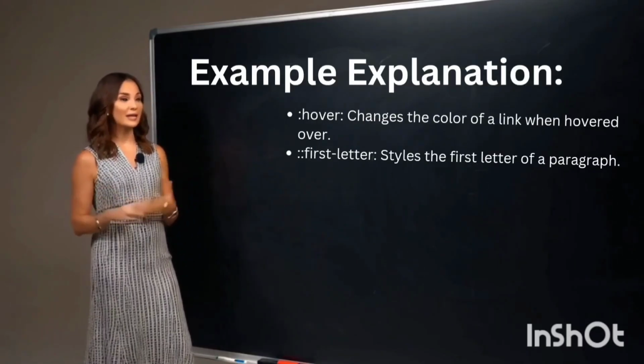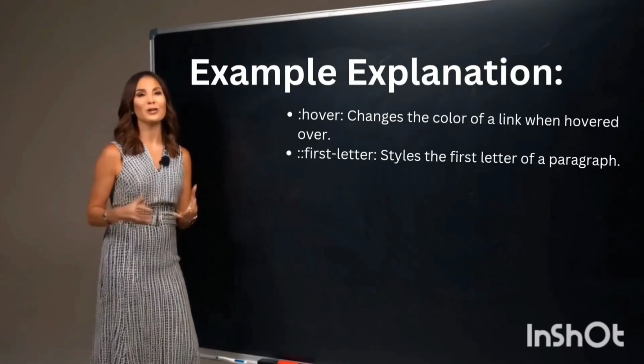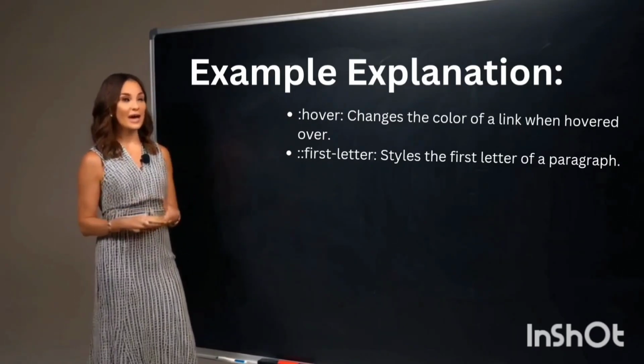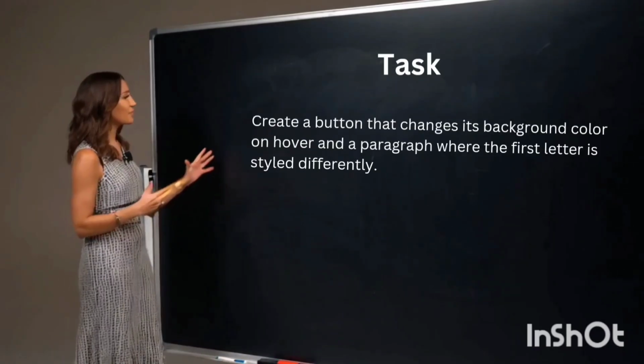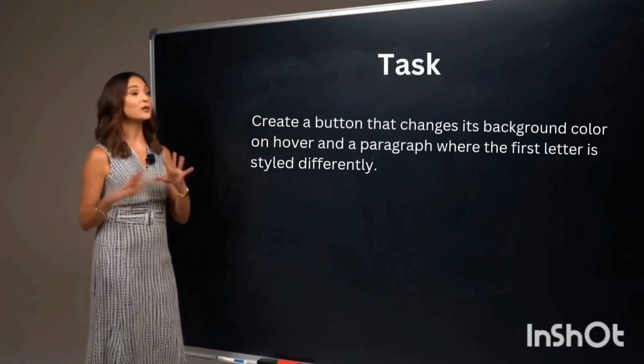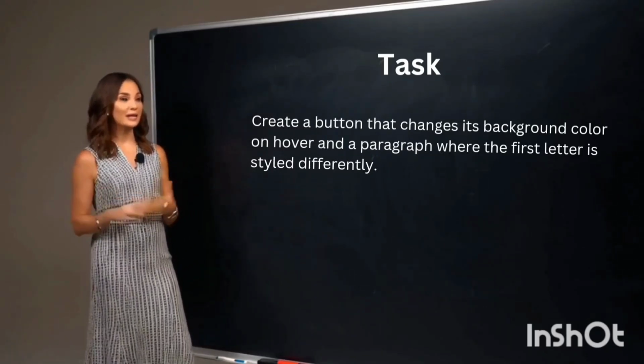Explanation. :hover changes the color of a link when hovered over. ::first-letter styles the first letter of a paragraph. Create a button that changes its background color on hover, and a paragraph where the first letter is styled differently.